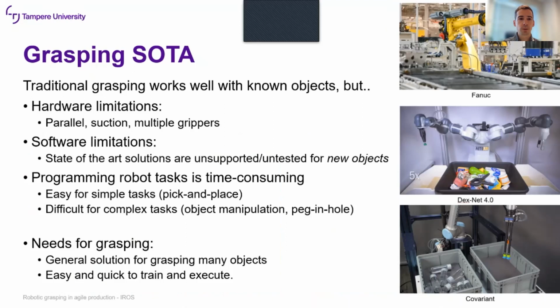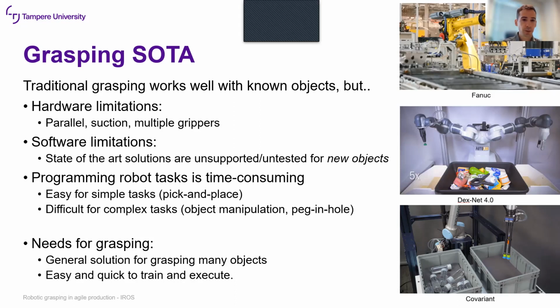So from this, we can conclude that traditional grasping works well with known objects. However, there are also some limitations that we need to explain. First of all, in all cases, there are limitations on the hardware. Even if you have a parallel gripper or a suction gripper, this is still limited to the objects that you can pick. So this has to be carefully designed and carefully decided.